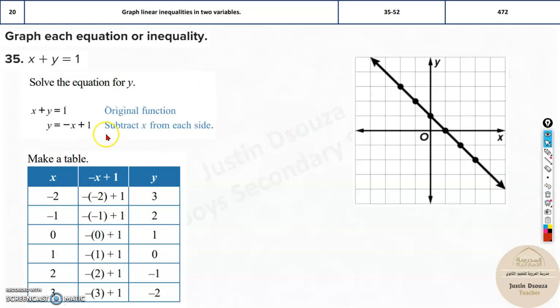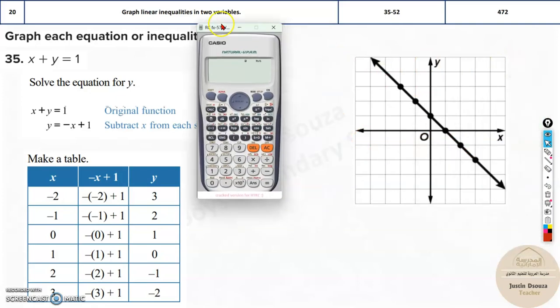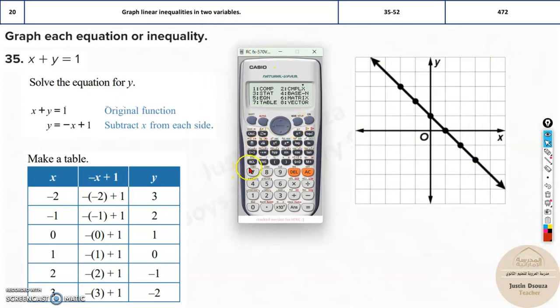Now after we get this, you can easily make the table from the calculator. How? Mode 7. Once you press mode 7, you get f of x, that is the y value. Type the equation as it is: minus alpha x plus 1. Now press equal to. Some calculators might give another option for g of x. Do nothing, just press equal to, because we have put the function already.